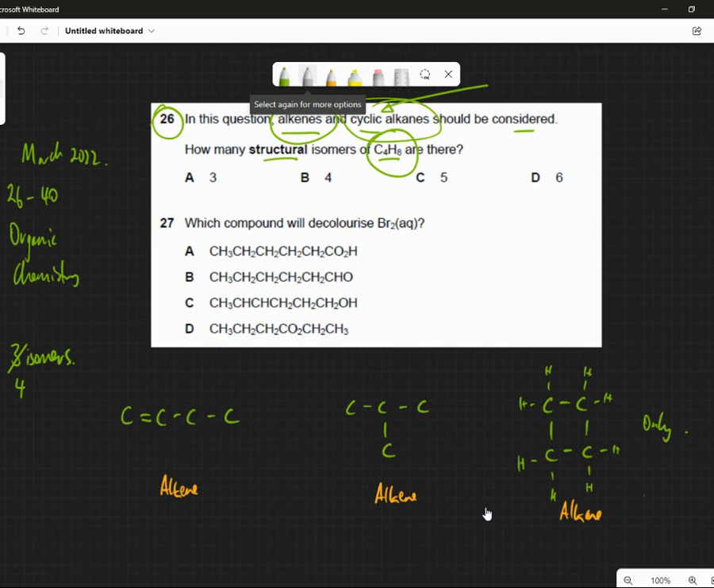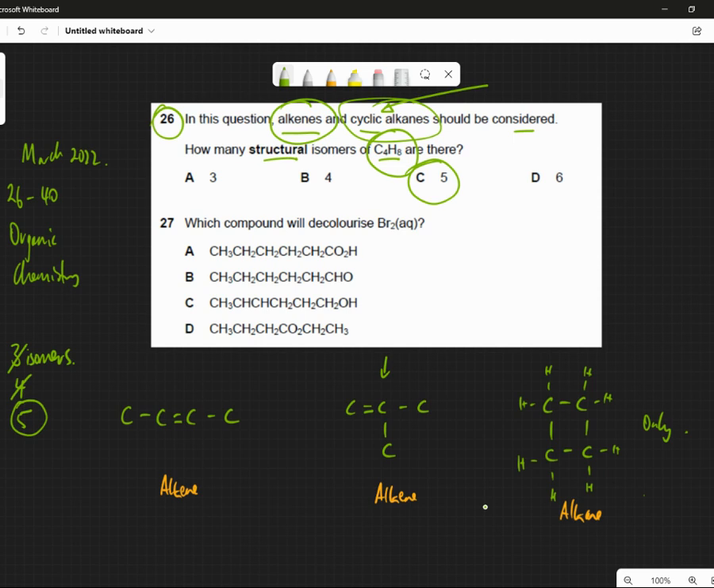Or it could be in the middle here. That makes five isomers. Now in this one here, the double bond could be here, or here, or here, but they're all the same position. Does that make sense? So believe it or not, there's only one isomer with the shape of an alkene like that. But there's two of these. So in total, the answer is five isomers.